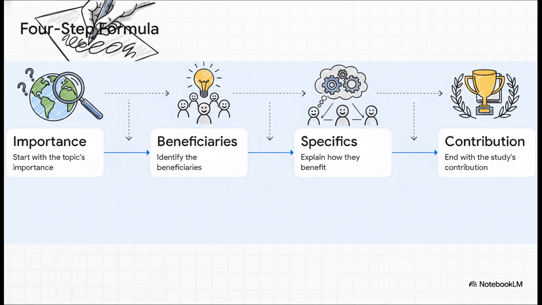Step 1. Start with the broad importance of the topic. Step 2. Identify the specific beneficiaries. Step 3. Explain precisely how these specific groups benefit. And Step 4. Conclude with the study's overall contribution to the field. Honestly, it's just incredibly logical.